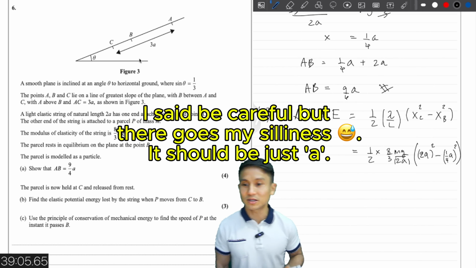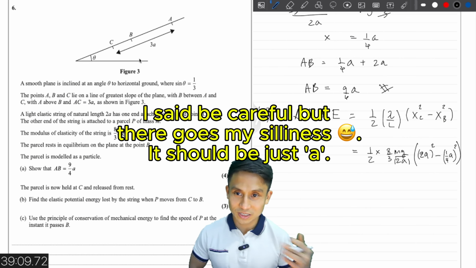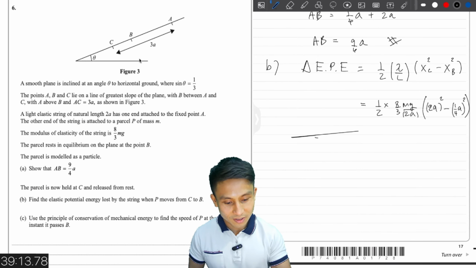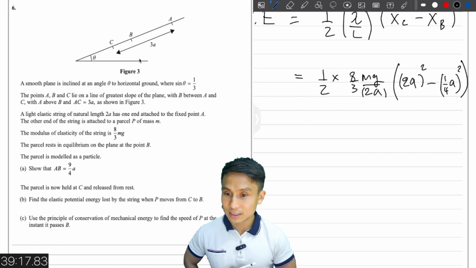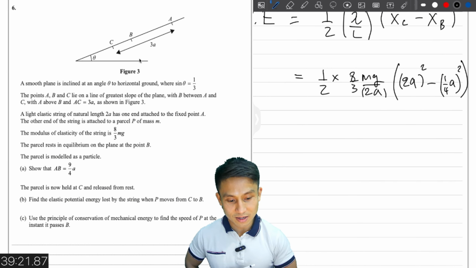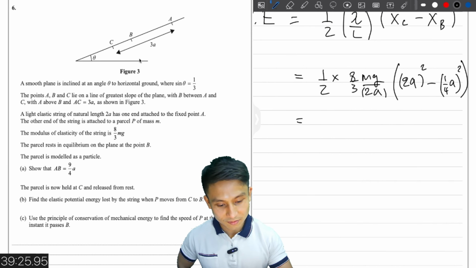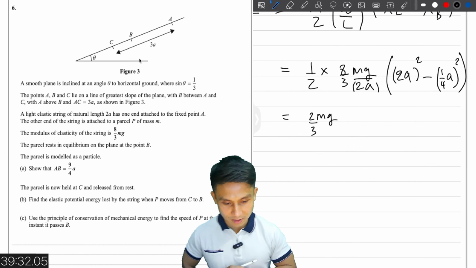And that would be the change in elastic potential energy from C to B. Just consider it from the string alone. Don't do anything else. It's going to be in terms of mgA. Is that right? Yeah, that should be about right. Okay, the units are okay. So this is 2 mg over 3 for the outside of the brackets.